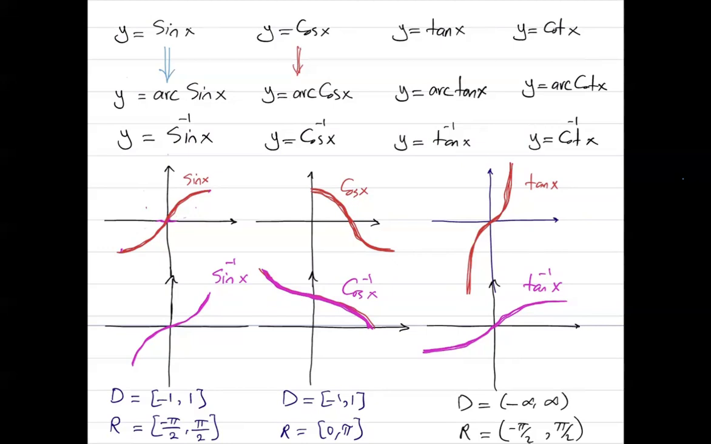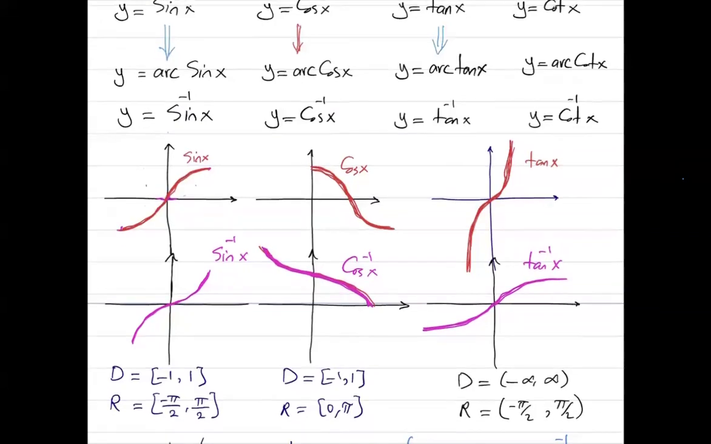If you have the function tangent of x, we can define its inverse as arctangent, or tangent with a -1 on top of it. The red one is the graph of tangent, and the purple one is the graph of inverse tangent. Inverse tangent has domain -infinity to infinity, and the range is -π/2 to π/2.